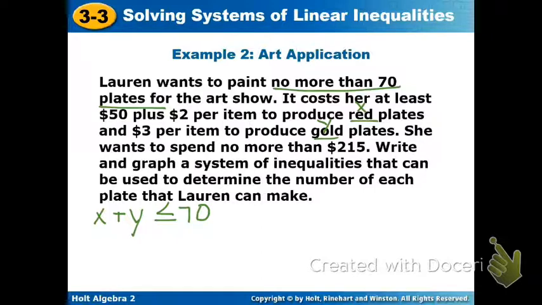How is she going to know the combination of plates? She's got another boundary. What's her second boundary that she's got to stay within? As we read through this, what else do we have? Everything comes down to what? Money. Okay, what is her limit on her money? $215. So she can spend no more than $215.